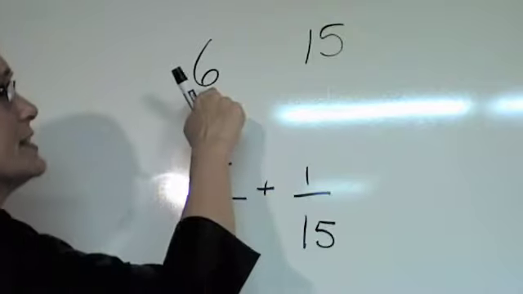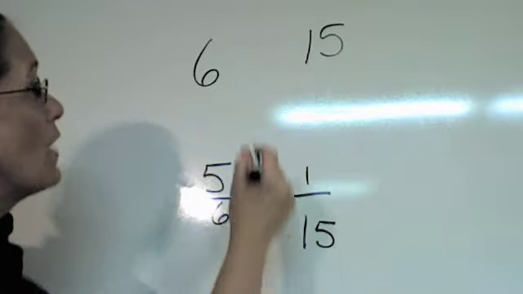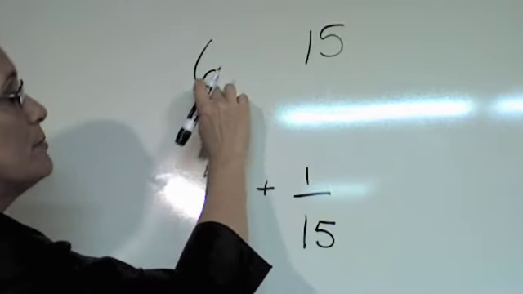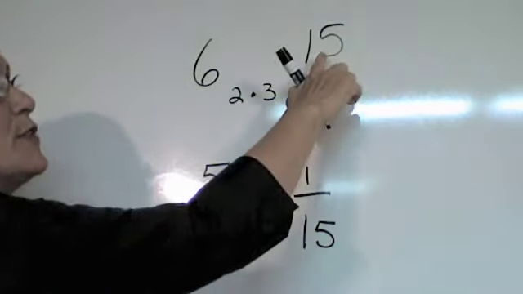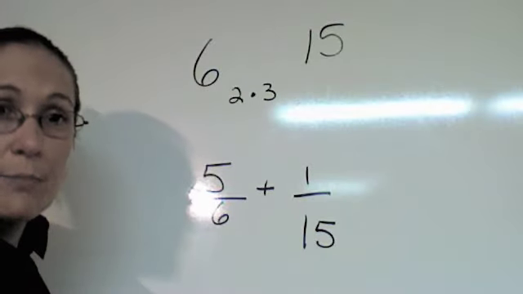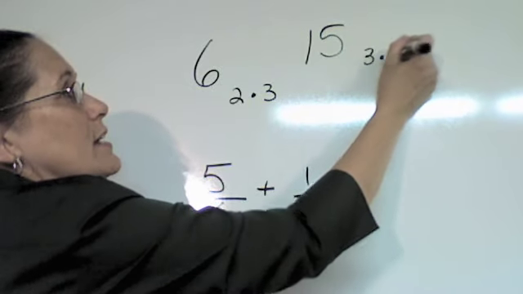How we're going to do this is 6 can be written in prime factors. Remember the prime factorization I told you about. 6 can be rewritten as 2 times 3. 15 can be written in prime factors, which would be 3 times 5.